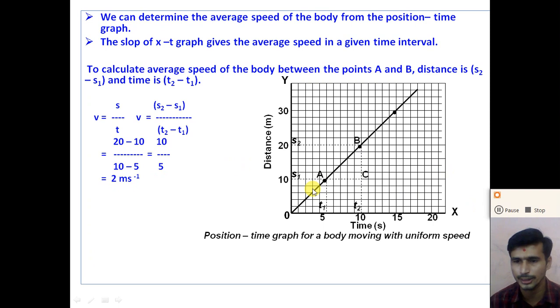From the position-time graph, we can know the type of motion. The object is in uniform motion or non-uniform motion. And the second use of the position-time graph is that we can calculate the average speed and the average velocity during a given time interval.